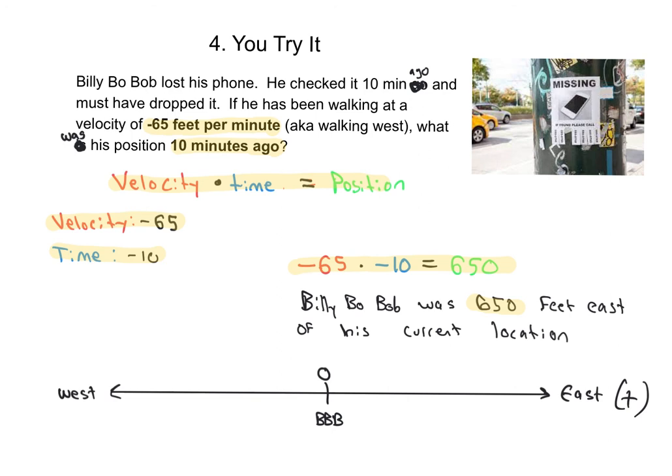So if he had been, let's imagine this is him now, if he kept walking as time moved forward, he would be further in the west, but he wants to know where he has been. So in the past, he was in the positives. A negative number times a negative number is a positive number.